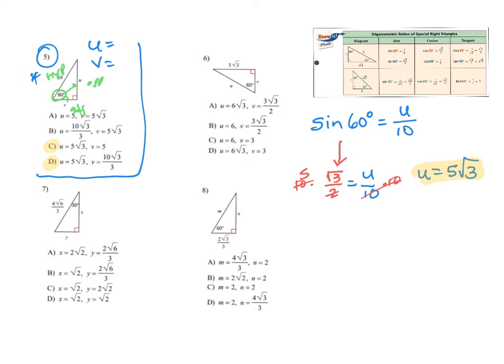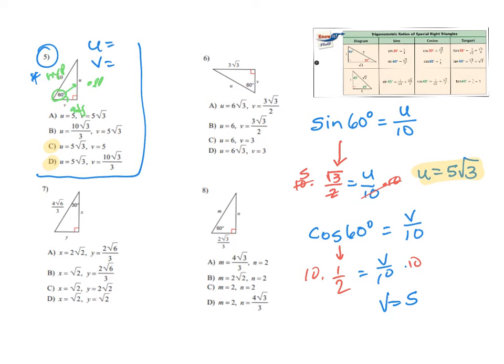So for v, I notice that's adjacent over hypotenuse. That's cosine of 60 degrees, because that's the CAH of SOHCAHTOA. And that's going to be v over 10, adjacent over hypotenuse. And again, the way you solve this is you get the chart. You get the cosine of 60 off the chart. That's 1/2. And we'll solve 1/2 equals v over 10. This time when we multiply by 10 on both sides, we get 5. So I come up with v equals 5.